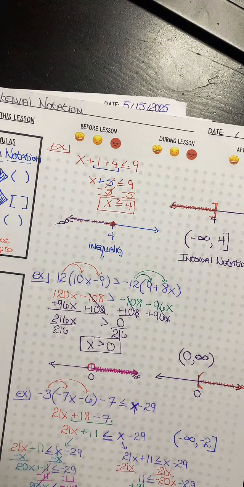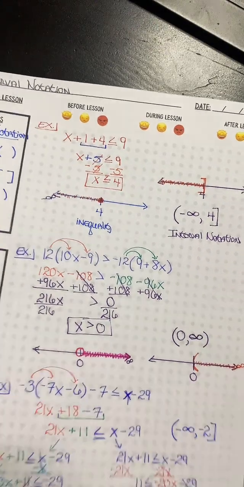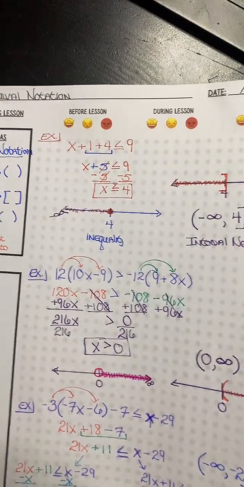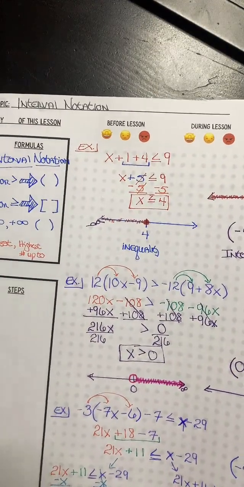Okay, let's try one more. Well, I think we get it. How about this? How about if I show you some graphs and you tell me what the interval notation will be? Let's have some fun with this.